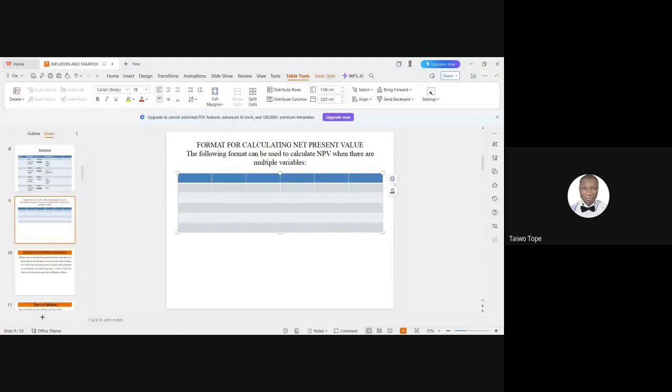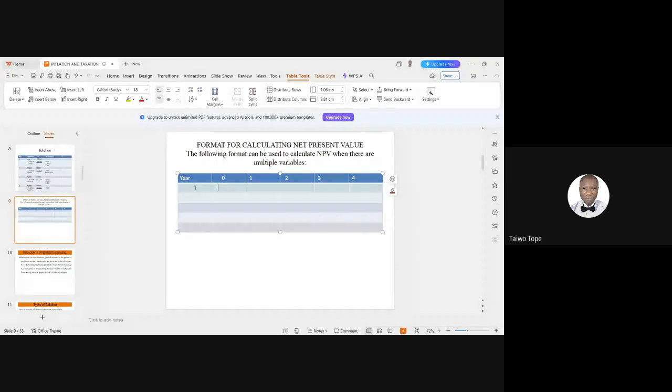We can have our years. Yeah, we can have year 0. Year 0 is usually the time for investments. We can have year 0, year 1, year 2, year 3, and year 4, likewise, depending on the question.